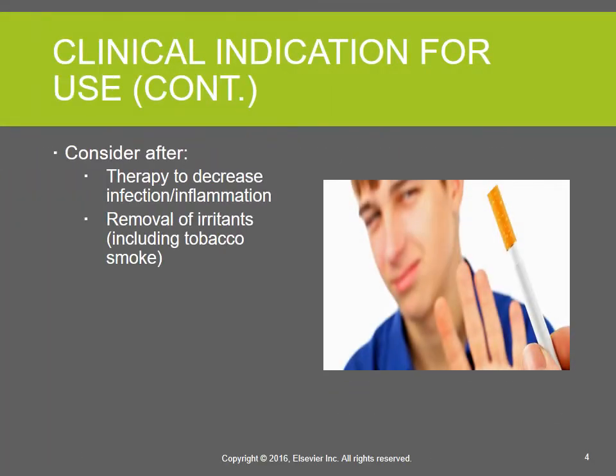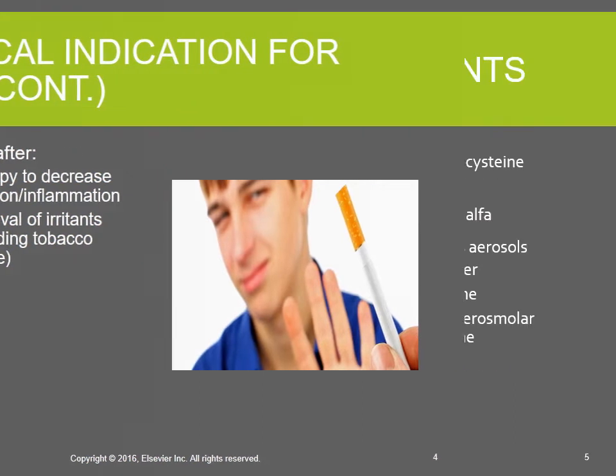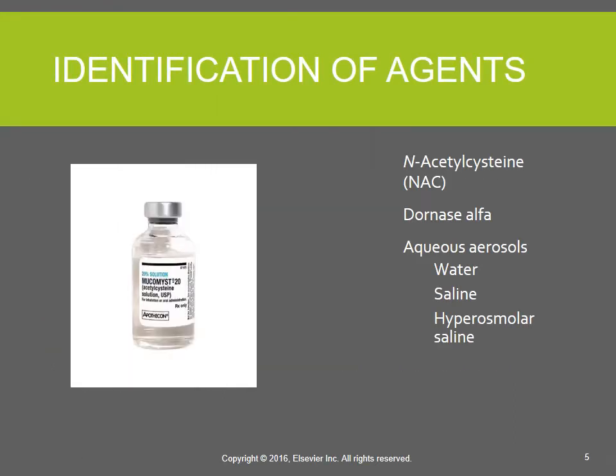Things to consider after mucoactive therapy: therapy to decrease infection or inflammation, and removal of irritants, including tobacco smoke. Tobacco cessation may be needed. Let's identify some of the mucoactive agents that are used in respiratory care. N-acetylcysteine or NAC, Dornase alpha, and aqueous solutions such as water, saline, and hyperosmolar saline are all used in respiratory care.